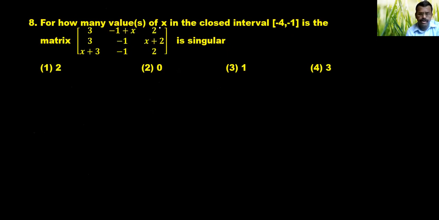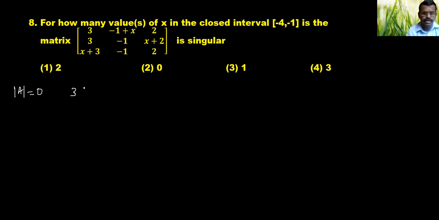For how many values of x in the closed interval -4 to -1 is the matrix [3, -1, x; 3, -1, x+2; x+3, -1, 2] singular? What is meant by singular matrix? Singular matrix means determinant of A is 0. So first you solve this problem. Let us find out the determinant.